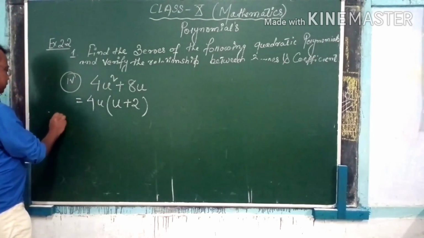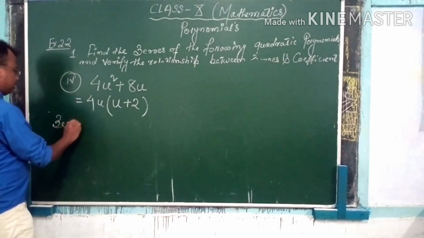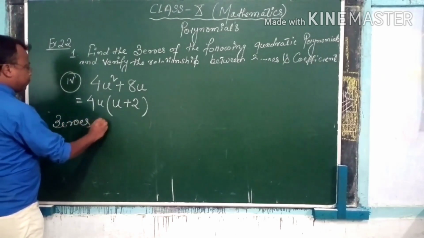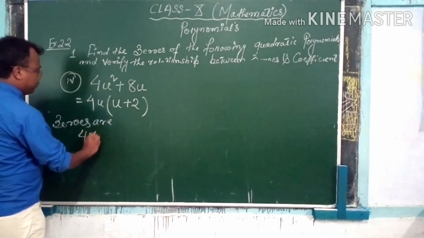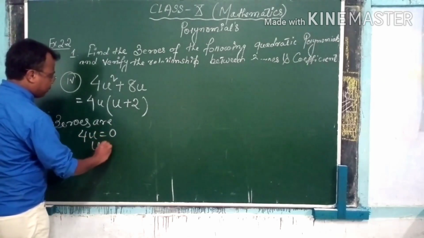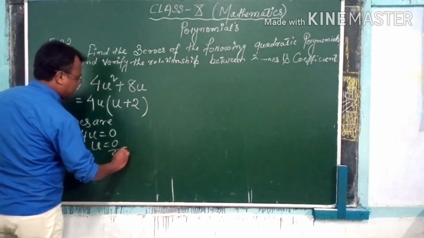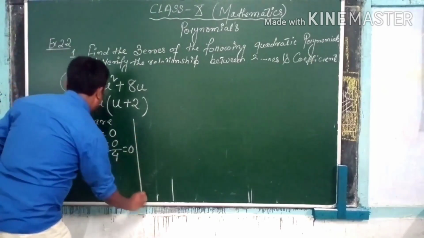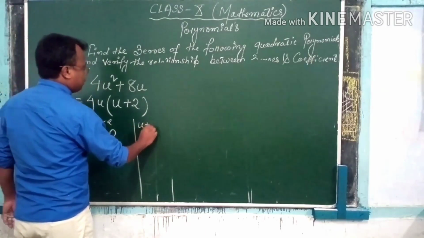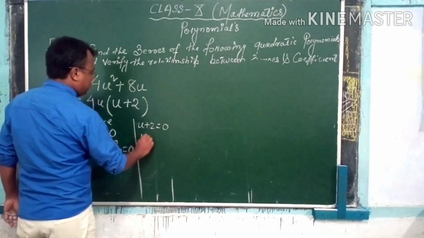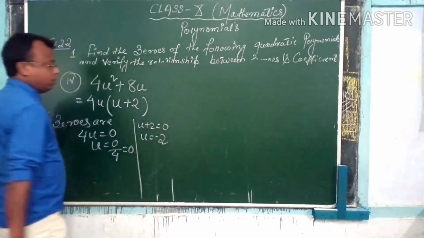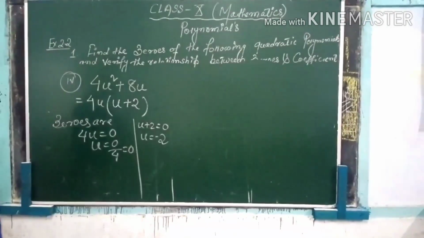Find the zeros. Zeros are 4u is equal to 0, so u is equal to 0 by 4, so u is equal to 0. And another one is u plus 2 is equal to 0, then u is equal to minus 2. So these are the zeros of this polynomial.